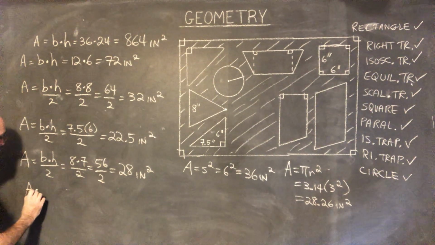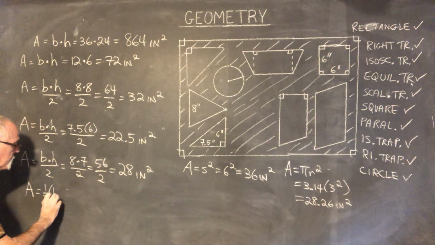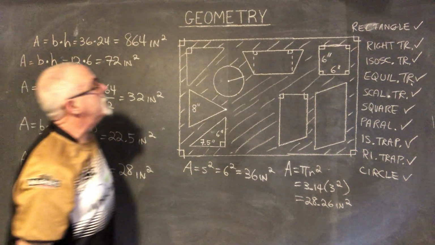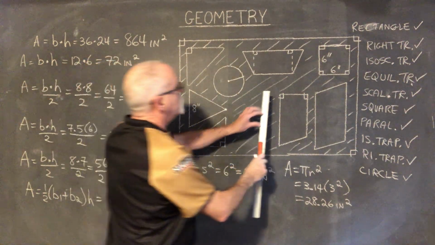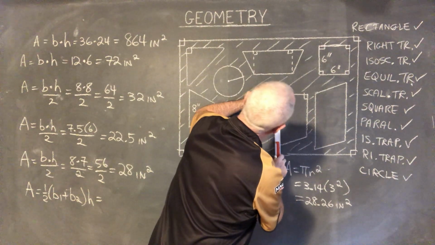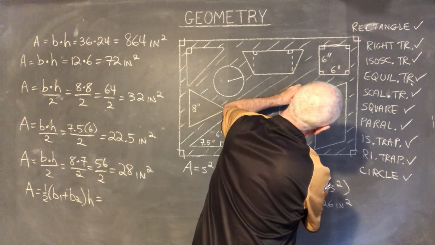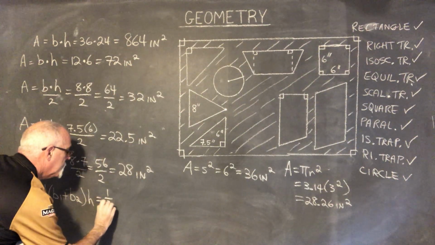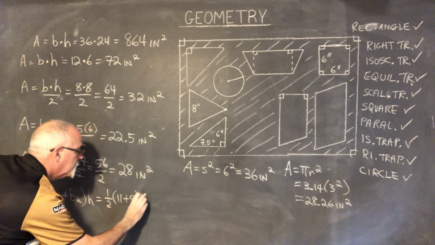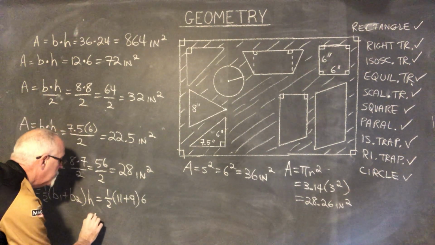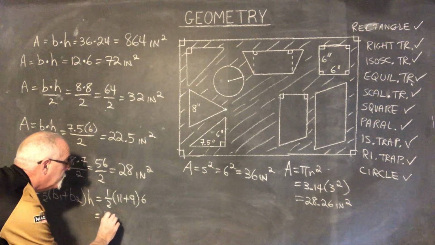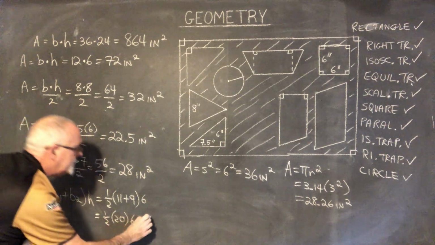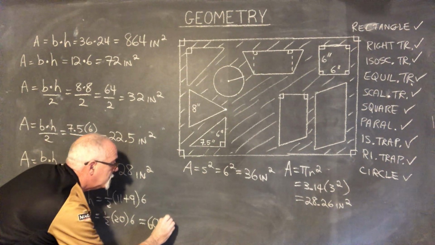That fit? Yes. Area of a trapezoid is 1/2 B1 plus B2 times H equals, which one should I do first? For both of them I have to measure. So I'll do the right one first. This is 11 inches, and this is 9 inches, and that is yet another 6 inches. Will this fit if I go underneath? Yes. 1/2 times 20 times 6. That's going to be 60. 60 square inches. We did it.